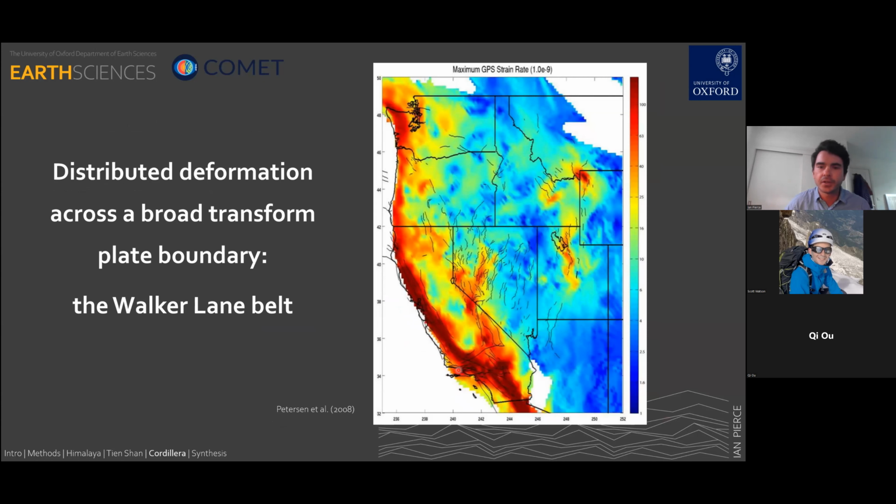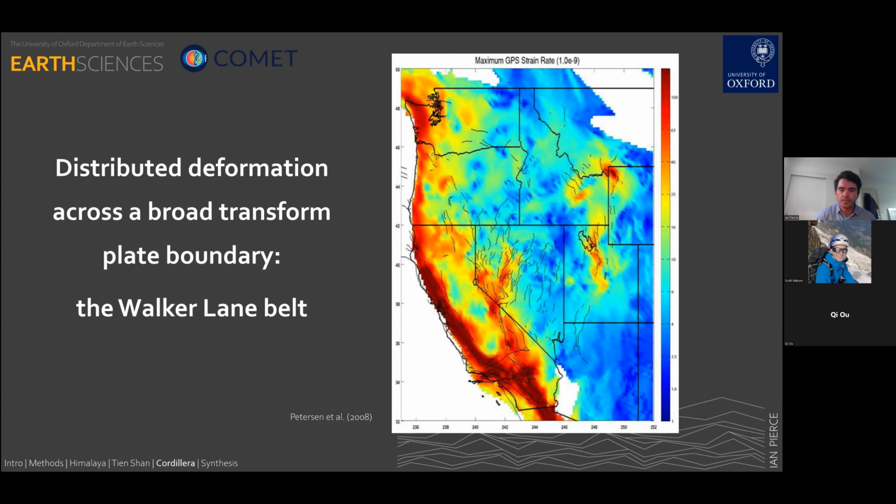The highest strain rates are throughout southern and coastal California along the San Andreas fault system. And there's a broad zone of low to moderate strain across the entire Basin Range province. And there's another area of high strain that roughly follows the California-Nevada border, known as the Walker Lane or Eastern California shear zone. From this map, we can see that the Pacific North America plate boundary is not a narrow zone along the San Andreas Fault, but rather a very broad zone of distributed deformation.